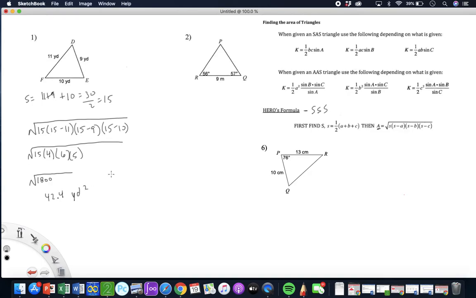I forgot to mention, if you want to attempt these problems before I show you, just press pause and you can get a shot at it. And then if you get stuck, just continue playing the video. All right. So let's move on to the next one.